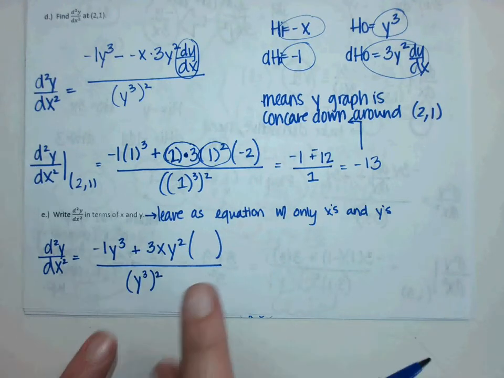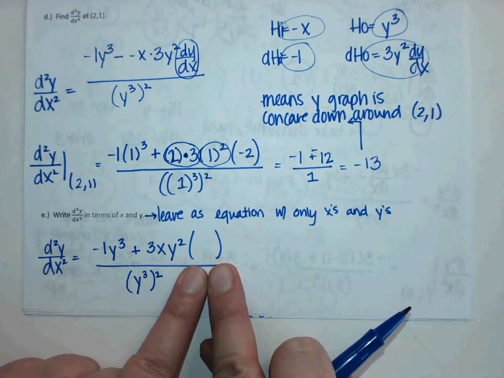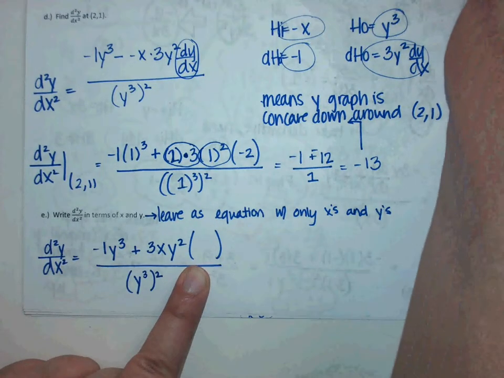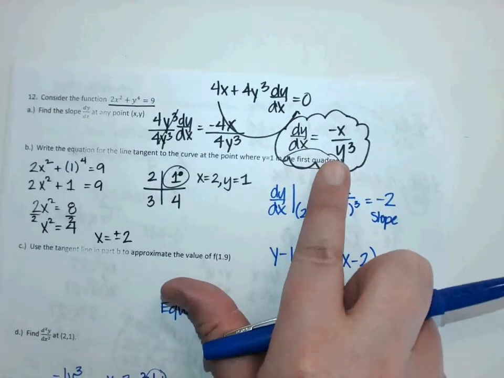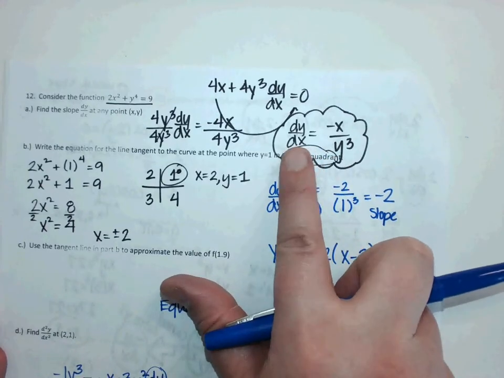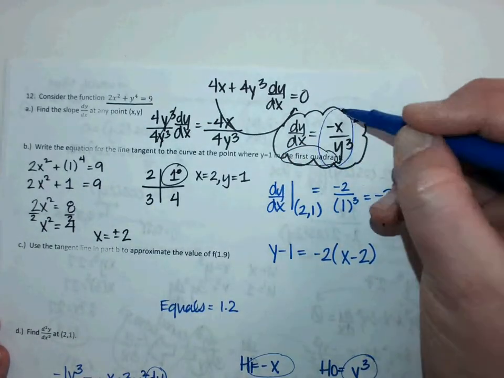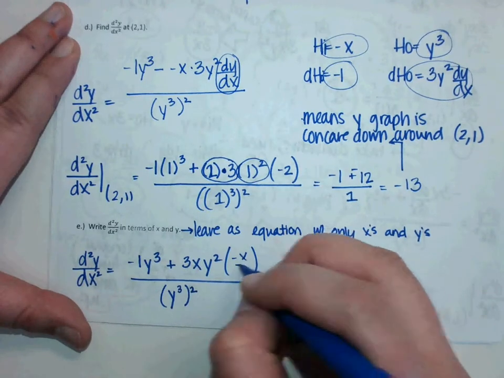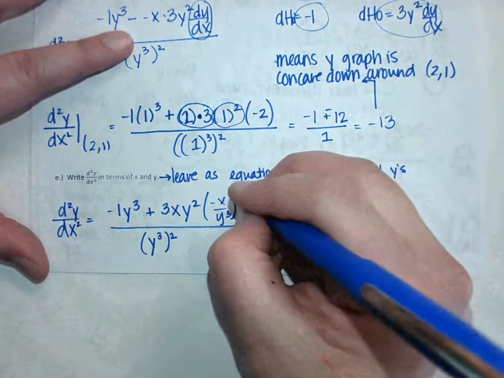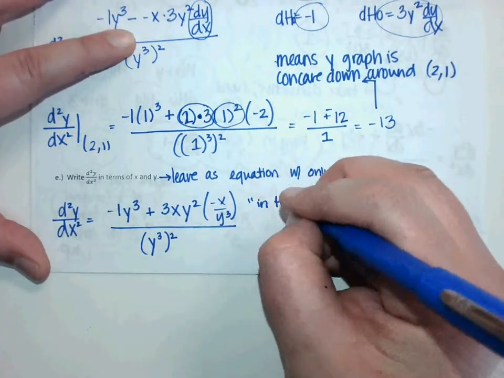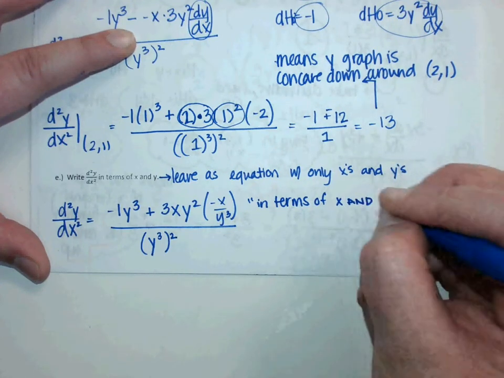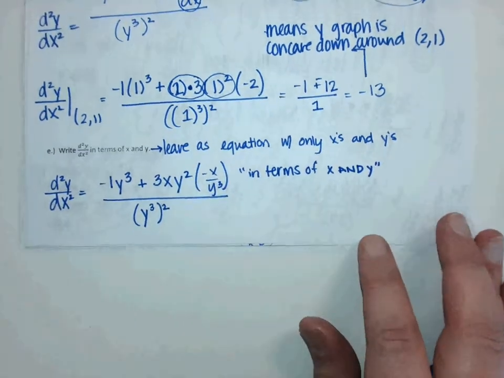Okay, what could I put here in dy/dx's spot that has x's and y's in it? The negative x over y cubed, remember? So if I want to go back to x's and y's, I can't call it dy/dx, I have to go back to this. So I would just plug in a negative x over y cubed. And that would be considered in terms of x and y. That's what that means in terms of x and y.